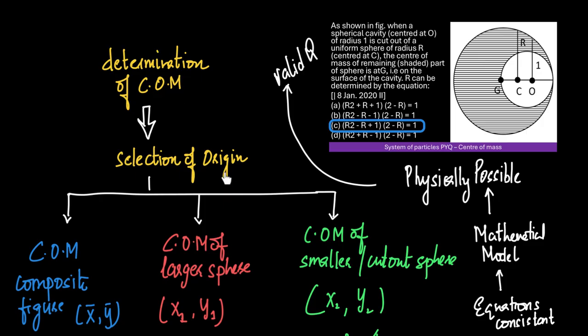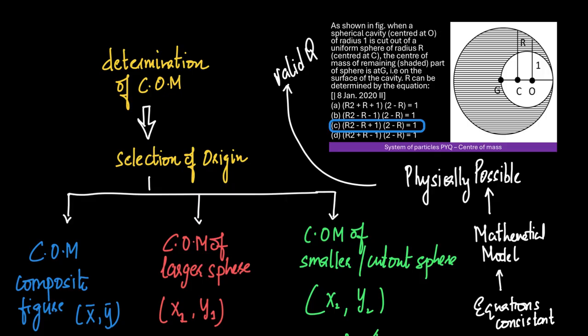Or in other words, if you have to find the center of mass, you'll have to first choose an origin. And what can be the possible selection or possible cases for origin in this question? Well, actually, there can be any n number of origins, but to make the most mathematical sense, we can choose 3 points to be the origin. One, the center of mass of the composite figure, which in this case is G. The center of mass of the largest sphere, which in this case is C. Center of mass of the smallest or the cutout sphere, which is O.